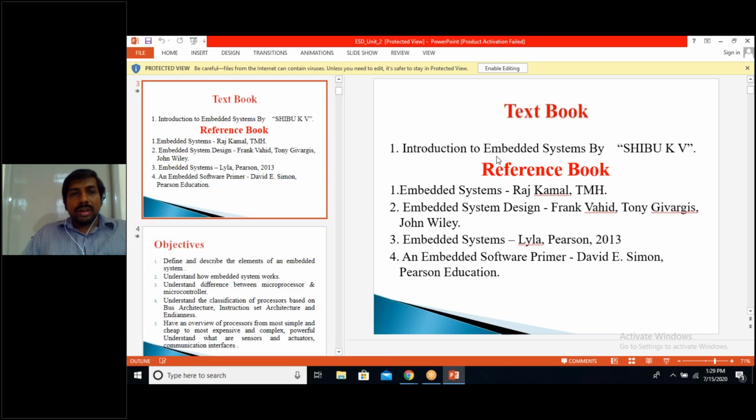The textbook is Introduction to Embedded System by Shibu KV. This will cover all 5 units. Other than that, you have reference books: Embedded System by Raj Kamal, Tata McGraw-Hill, and some others like Embedded Design by Frank Vahid, Embedded Systems by Lyla, Pearson Publications, and Embedded Software Primer by David Simon. So our required textbook is Introduction to Embedded System by Shibu KV.